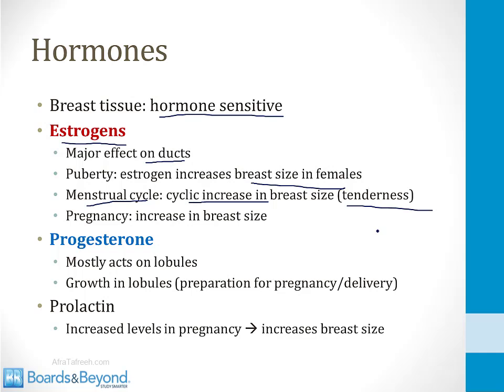And also during pregnancy, there are lots of estrogens in the female body, and this leads to an increase in breast size during pregnancy. Progesterone mostly acts on the lobules, and it results in growth in lobules, and this is especially important during pregnancy because it prepares the breast to make milk for the baby after delivery. And then prolactin can also affect the breast. Levels of prolactin are increased in pregnancy, and this also contributes to the increase in breast size seen in women who are pregnant.